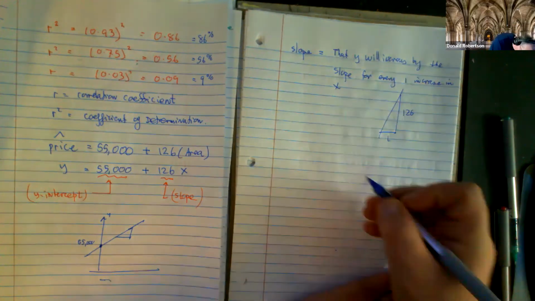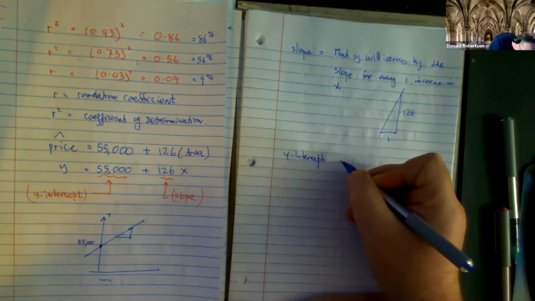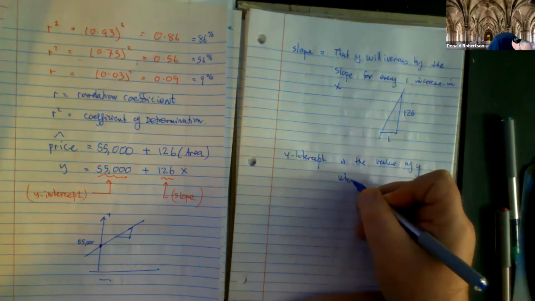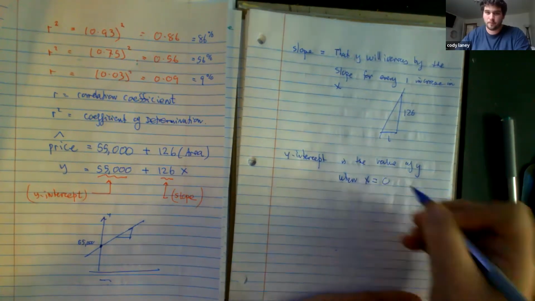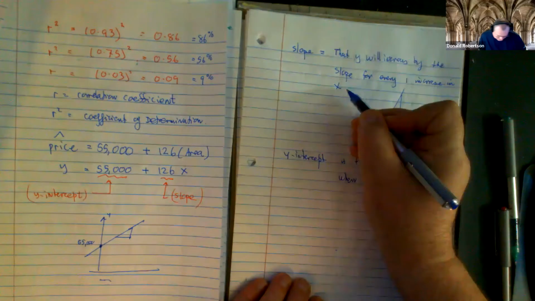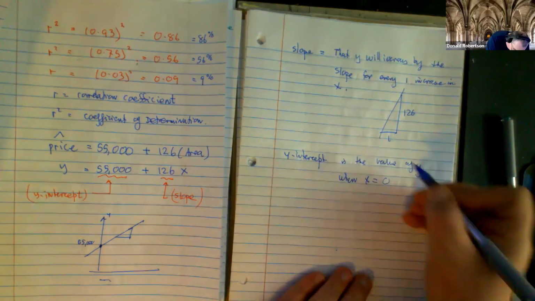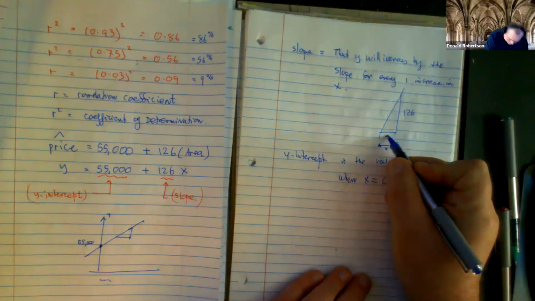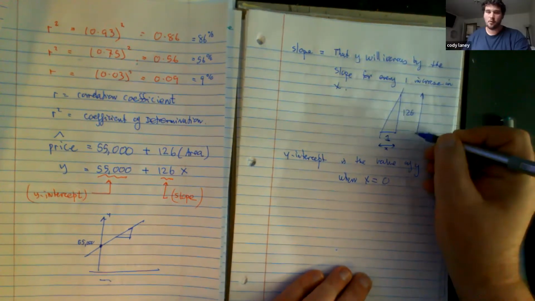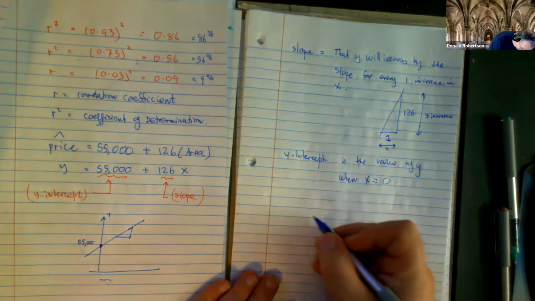Now, the y-intercept is the value of y when x is equal to 0. So that again, Cody? Slope, for every one increase in? Increase in x. Right, so if you take the x and you increase it by 1, you make it 1 bigger, the y value, which is this guy, goes up 126.